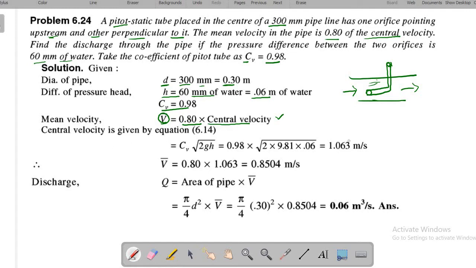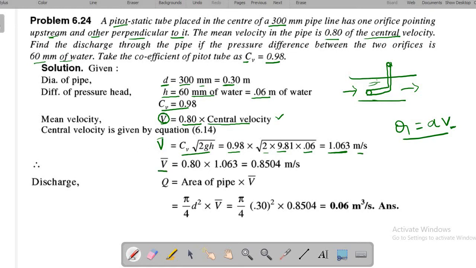Okay, so they are asking to calculate the discharge, right? For discharge, I have to calculate velocity. So area into velocity will be the formula. But when it comes to the calculation of velocity, we have the equation V, that is the central velocity, equals Cv into root of 2gh. Cv is 0.98, g is 9.81, h is 0.06. So we will get the central velocity as 1.063 meter per second.